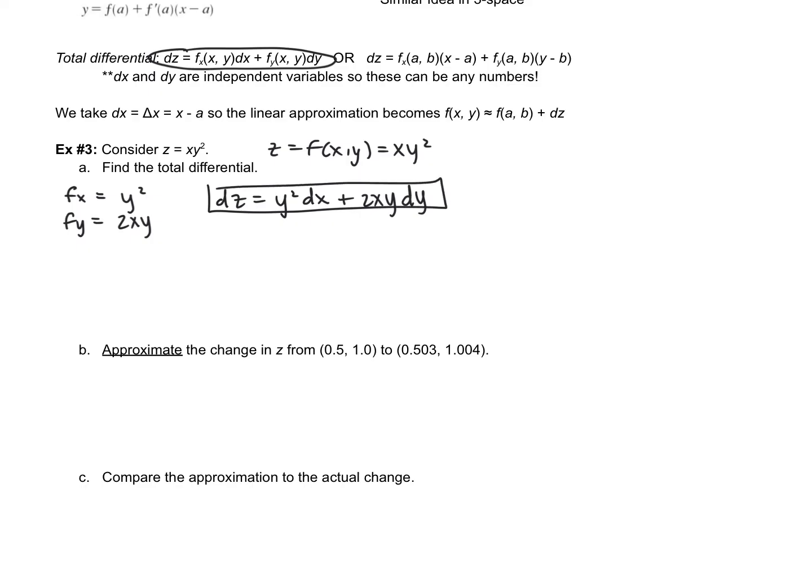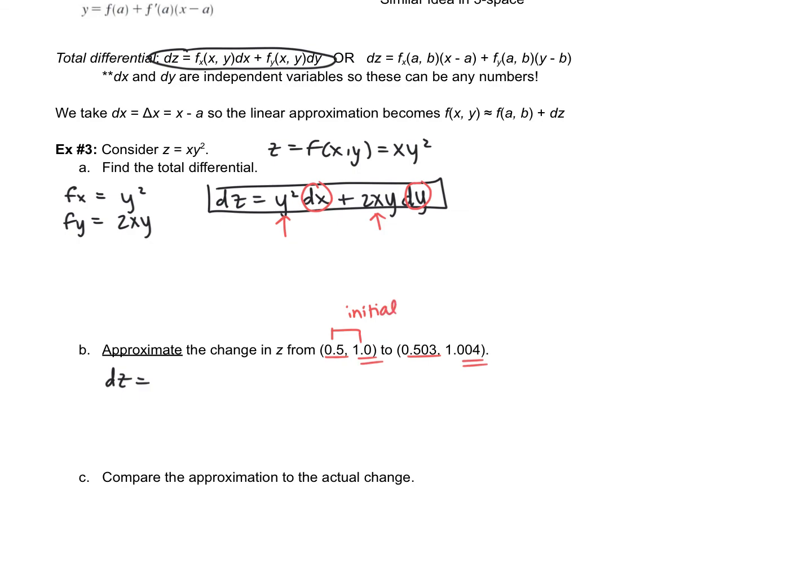Now we are going to approximate the change in z from 0.5, 1.0 to 0.503, 1.004. Okay, so using that approximation above, here's what we're going to talk about. This dx and dy, change in x, change in y. So then our y squared and our 2xy, we take the initial value.